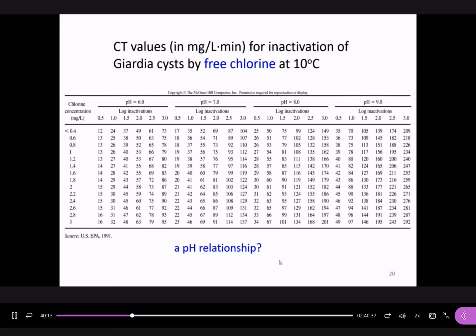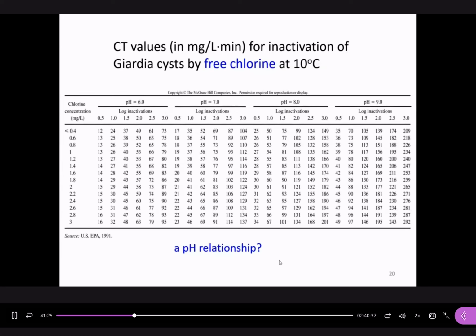So what is the pH relationship? If we increase the pH, to achieve the same log removal, do we need a lower or higher CT value? Increase the pH, the same log removal. Read the table. Higher, right? A larger CT value. Why? It means under higher pH, the disinfection power decreases.